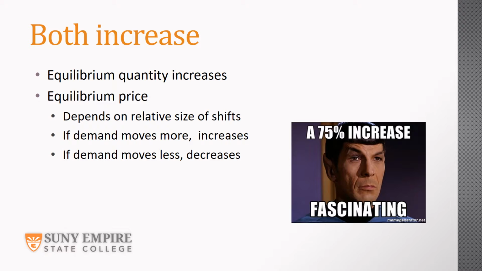If the demand curve moved more than the supply curve, then the equilibrium price will increase. If demand moved less, the equilibrium price drops. Or, if supply and demand moved the same amount, the equilibrium price is unaffected.